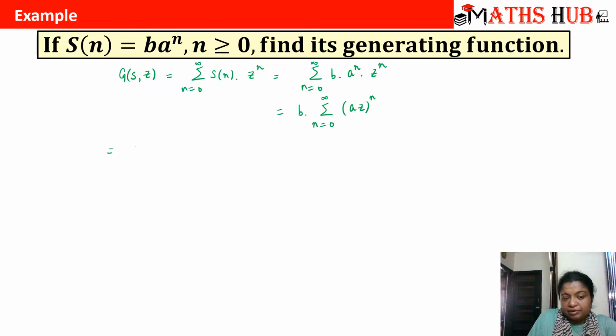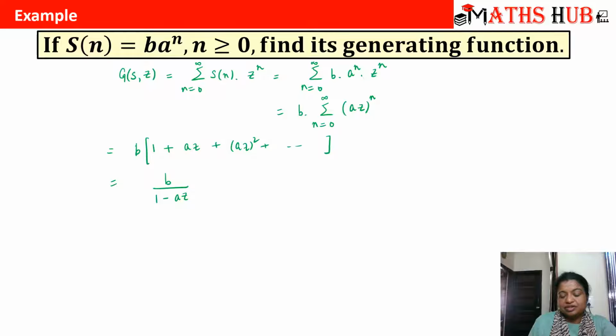Now when you open up the bracket, we'll get b times: first term is 1, then we have az, then az square, and so on. You can correlate it with a GP series. It's an infinite GP series with first term 1 and common ratio az. So you know the sum of the infinite terms: it is 1 upon 1 minus az.